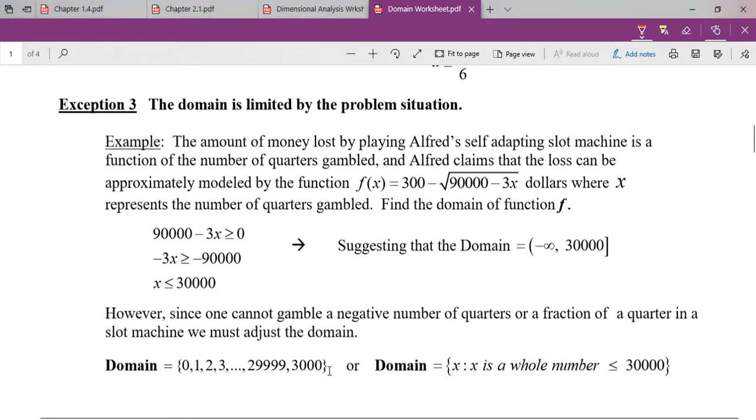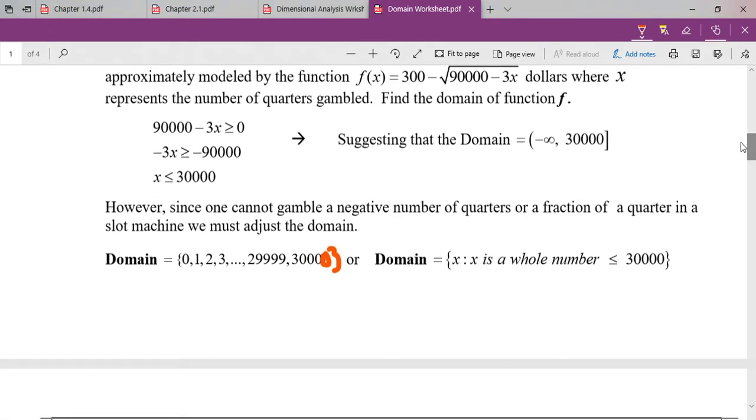And if we noticed here, it looks like I have a slight typo because I need to do 30,000. So I apologize for that. So essentially, you could write your domain this way, all the way up to 30,000, or you could write it this way. But what you don't want to write is negative infinity to 30,000, because obviously you can't gamble a negative amount of quarters. Wish it did work that way.